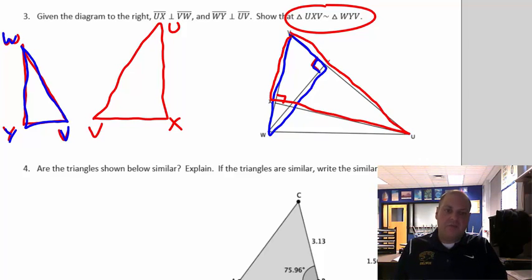You see how I did red and blue? It helps a little bit. See how they share the angle V? They both have angle V. So angle V is congruent to angle V. And these are both right angles.